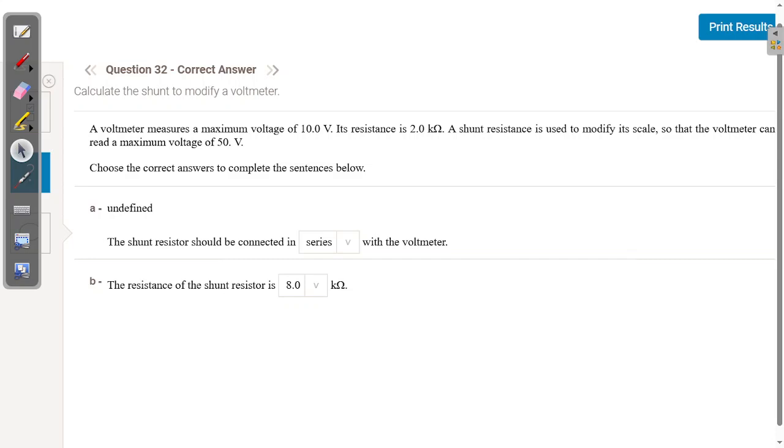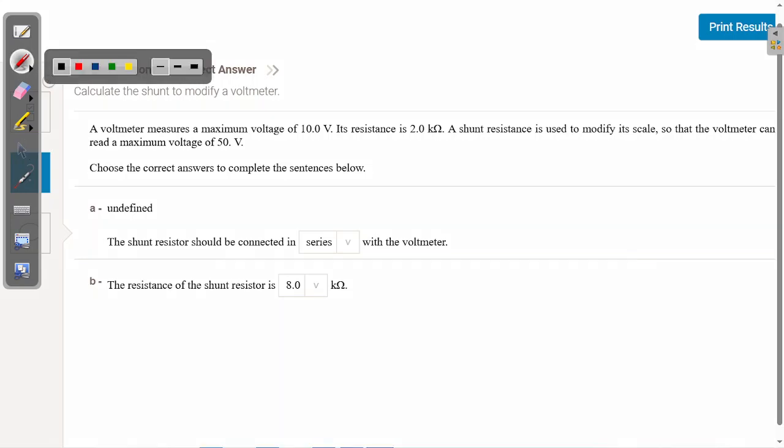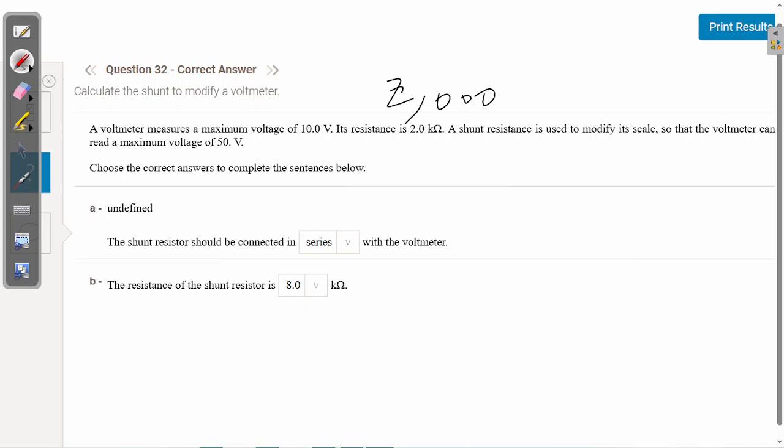Okay, a voltmeter measures a maximum voltage of 10. Resistance is 2000, and a shunt resistance is used to modify it so it can read 50. It should be in series. Yes, in voltmeters it's in series, in ammeters it's parallel. So find the resistance of the shunt resistor.